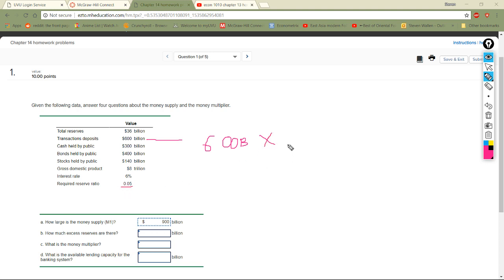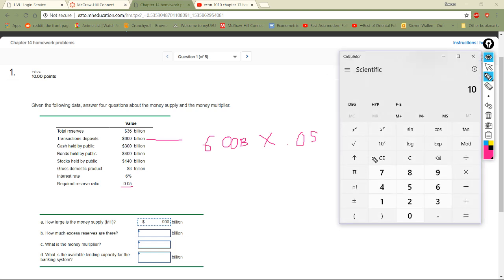Required reserve ratio, which is 0.05. Go to a handy calculator. 0.05 times 600 equals 30. 30 billion is what they have to keep. So this equals 30 billion in required reserves. That's what they have to keep back. Remember, this is the actual ratio. This is just the total amount based on deposits at this time, transaction deposits. So they have to keep 30 billion back, and they have 36 billion to work with.